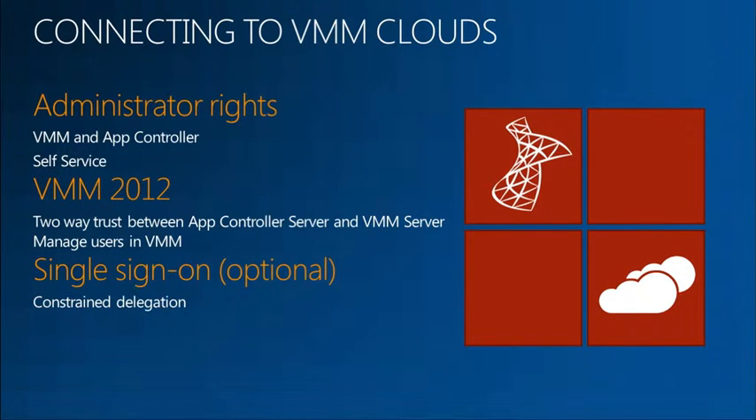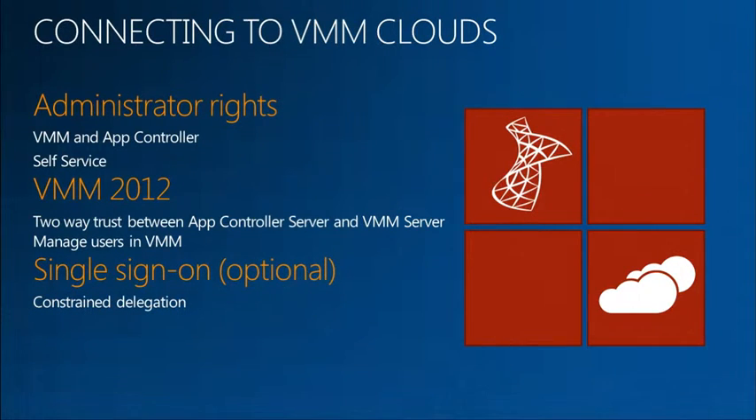So, Azure. Richard obviously just connected to some Windows Azure subscription. Now we'll go ahead and do the private cloud side of what App Controller is capable of and connect it to some VMM clouds. What we require in order to connect to VMM is that the VMM server you're connecting to is 2012, because VMM 2008 R2 and previous versions don't have any concept of clouds. Clouds is a new concept in VMM 2012.